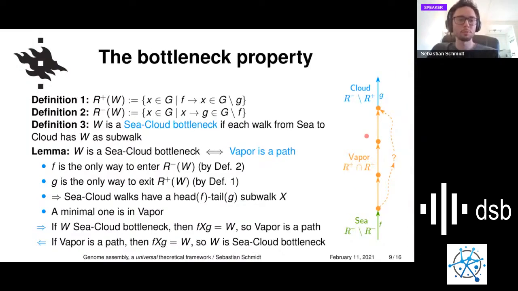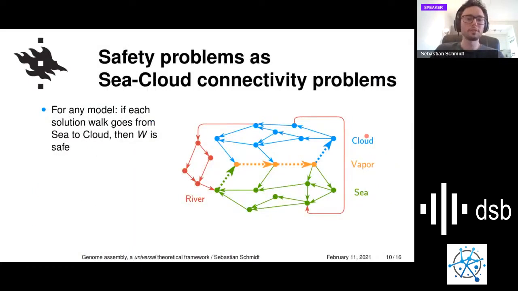Okay, this is the bottleneck property, and this is the core of the hydrostructure, so to say. Let us look at how we apply the hydrostructure in practice. As I said before already, for any model, if we can show that each solution walk goes from C to cloud, then we know that our walk W is safe.